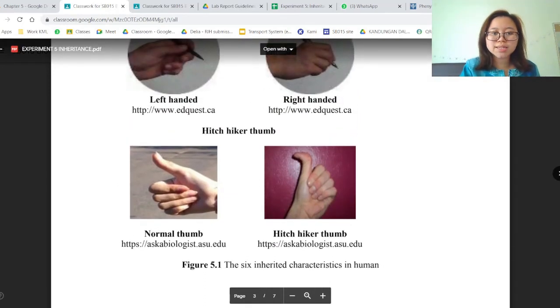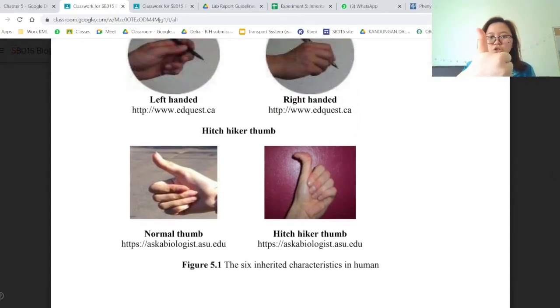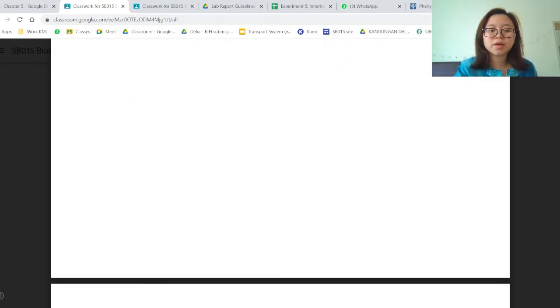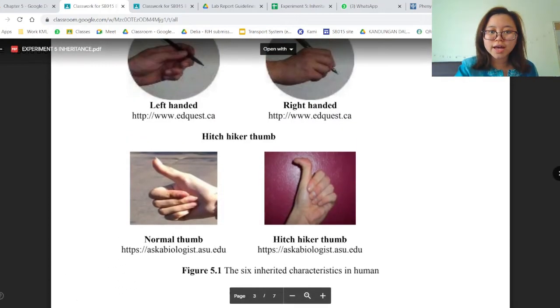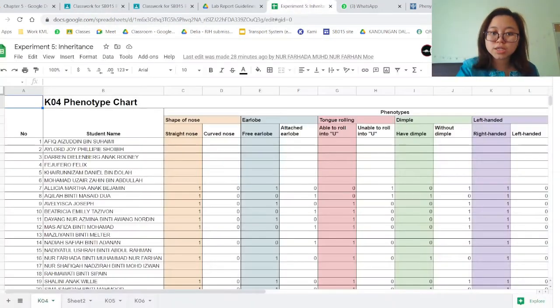And last but not least is the hitchhiker thumb. So look at my thumb. No matter how much I bend, it cannot be more than 60 degrees. So mine is a normal thumb. Some people, they will have the hitchhiker thumb. Siapa yang mau show off dia punya hitchhiker thumb, boleh send gambar dalam group. No problem. Okay. Once you have all of that, you need to go to the survey.